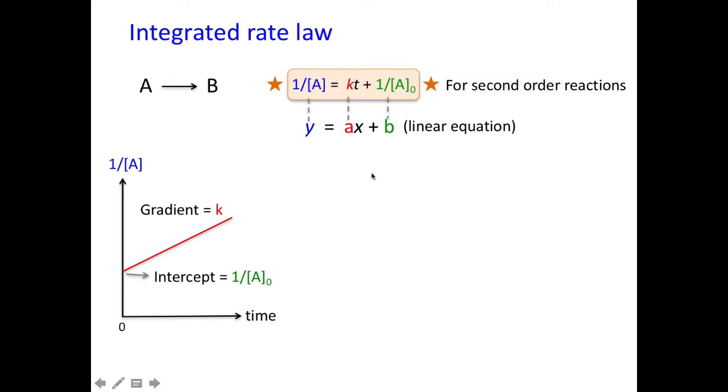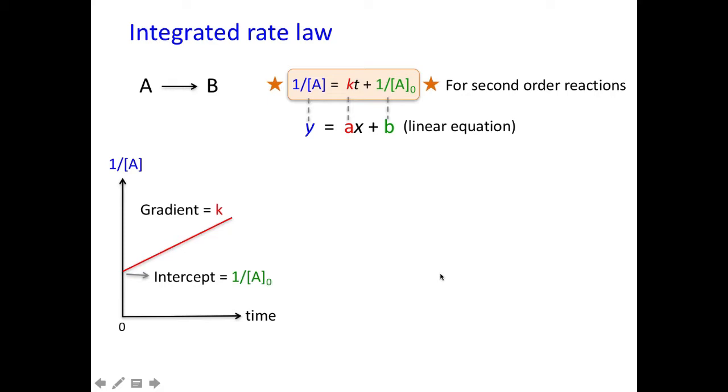If we have the experimental data, we just plot 1 divided by A on the y-axis and time on the x-axis, so that we get many points. If we make a linear fit regression of these points to get the gradient, we get a positive slope or gradient, which is k. And the intercept will be 1 divided by the concentration of A at time 0.